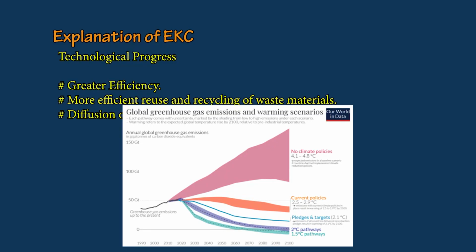Now, technological progress also helps in improving the environmental quality, right? Technology brings with it greater efficiency, more efficient reuse and recycling of waste materials. It also brings about new technologies that produce environment-friendly goods and services for the use of consumers. And finally, technology benefits the less developed countries through technology diffusion from the more developed countries.